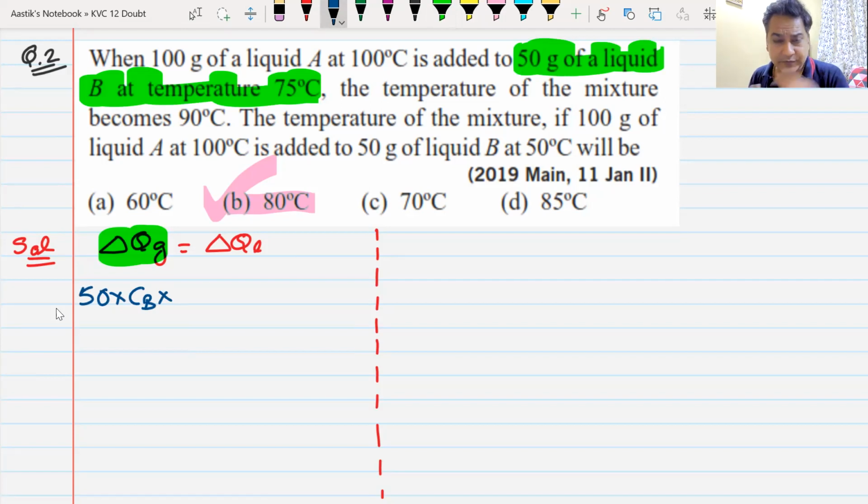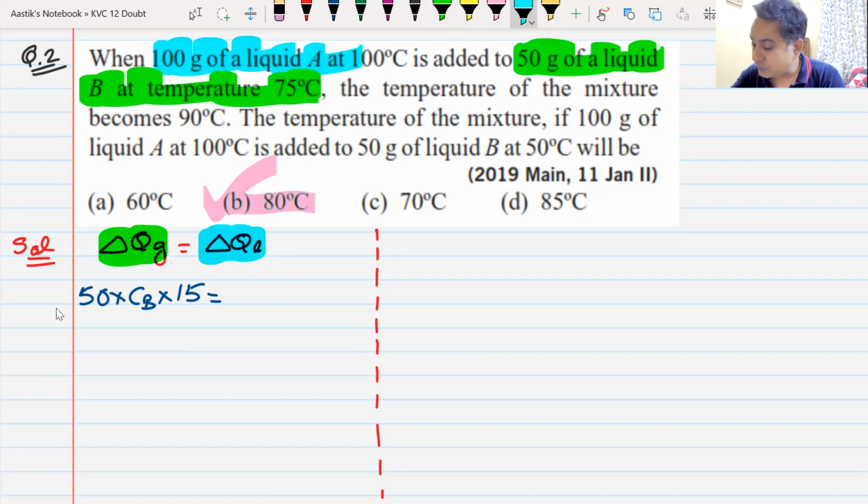temperature of this liquid. Final temperature is 90. Initial temperature is 75. So change in temperature is 15. Yes or no? Yes, sir. That is equal to heat lost. Let me look at the heat lost.